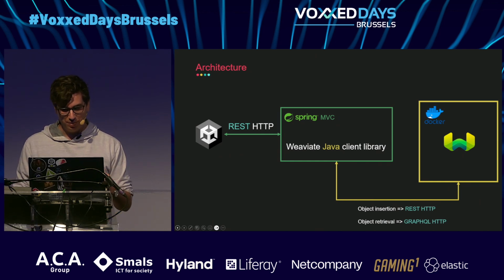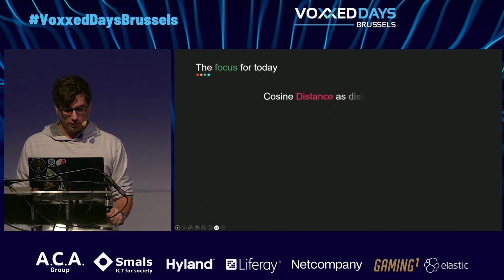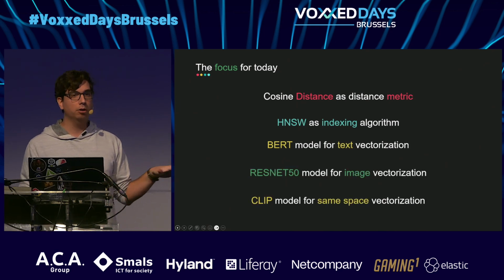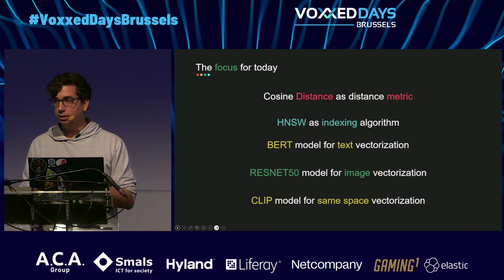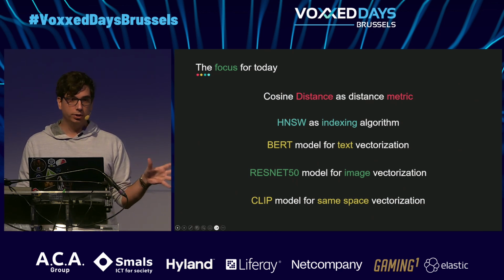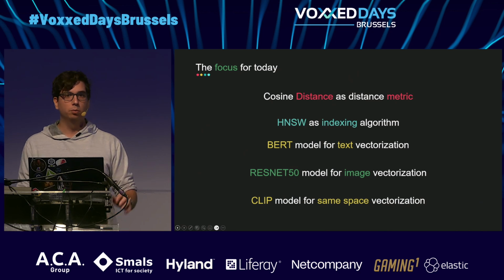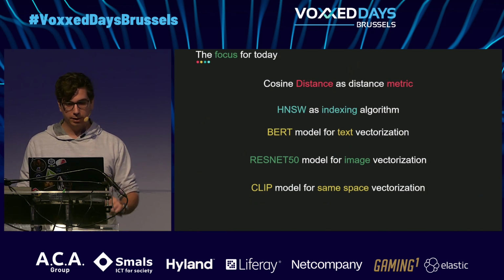Since abstraction layers are the best. All right. So for today, we'll be using cosine distance as our distance metric, hierarchical navigable small worlds as our indexing algorithm, a BERT model for text vectorization, a ResNet model for image vectorization, and a CLIP model for multimodal vectorization in the same space.